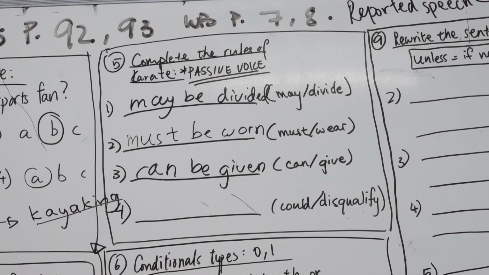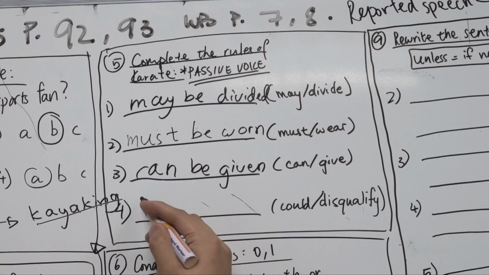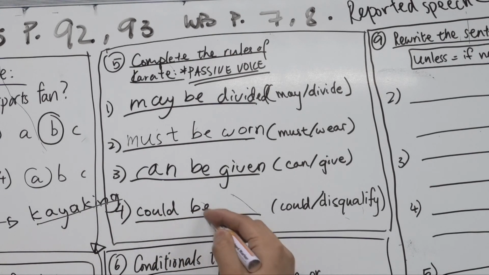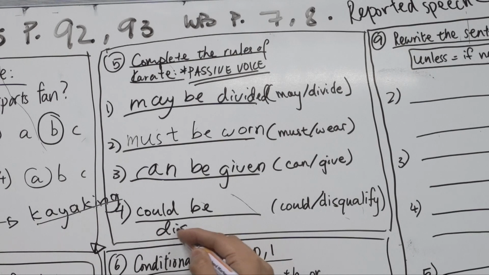Lastly, if a competitor or the enemy or challenger is careless, without care, right? So, oops, I'm very careless. And injures an opponent, right? They could be disqualified. Oh, very smart. Could be disqualified. So, could be, alright, disqualified here.